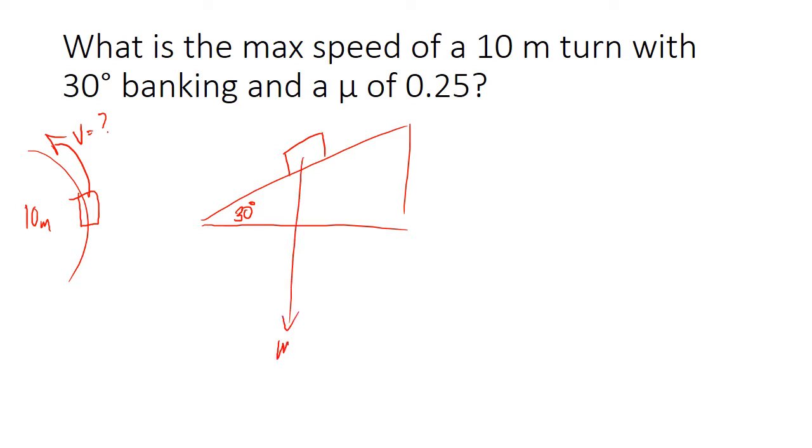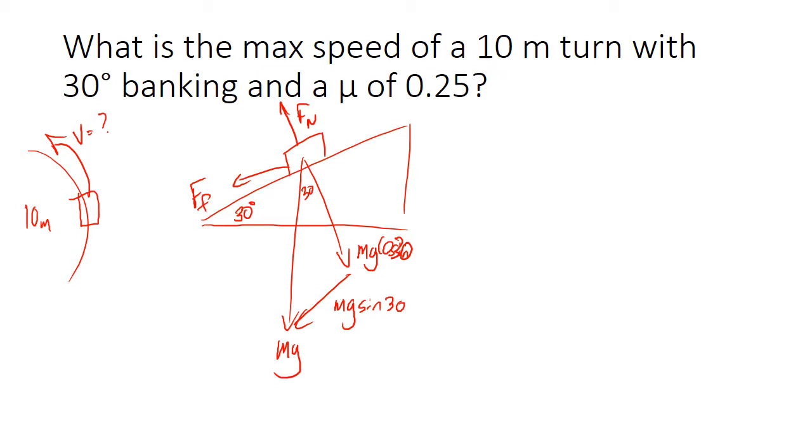Alright, so we're going to have mg. This guy right here, this is 30, so this is going to be mg cosine of 30, and this one is going to be mg sine 30. This is going to be your normal force, which we'll come back to. And then this one right here is going to be your force of friction, which is equal to mu times your normal force, and this one is going to be your force centripetal. Your force centripetal is the way it was before.